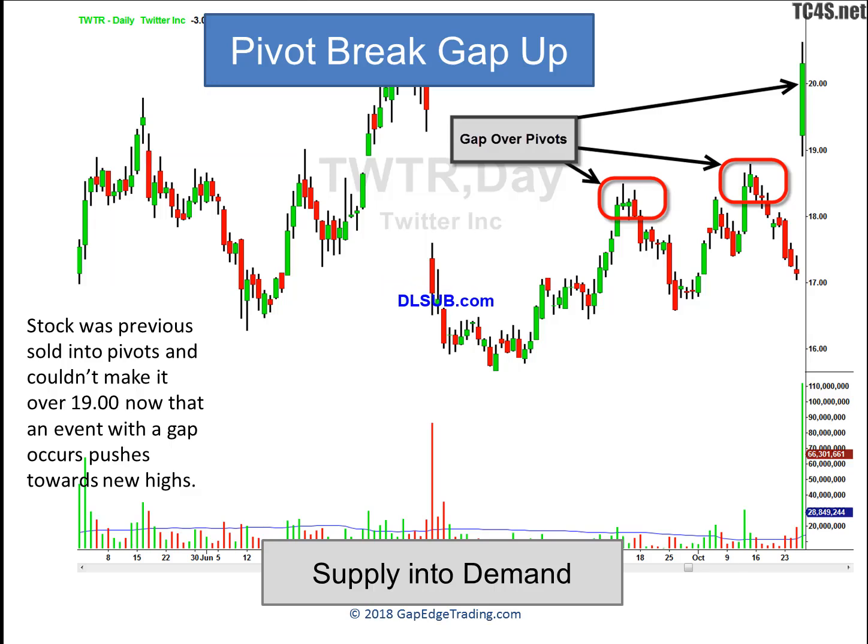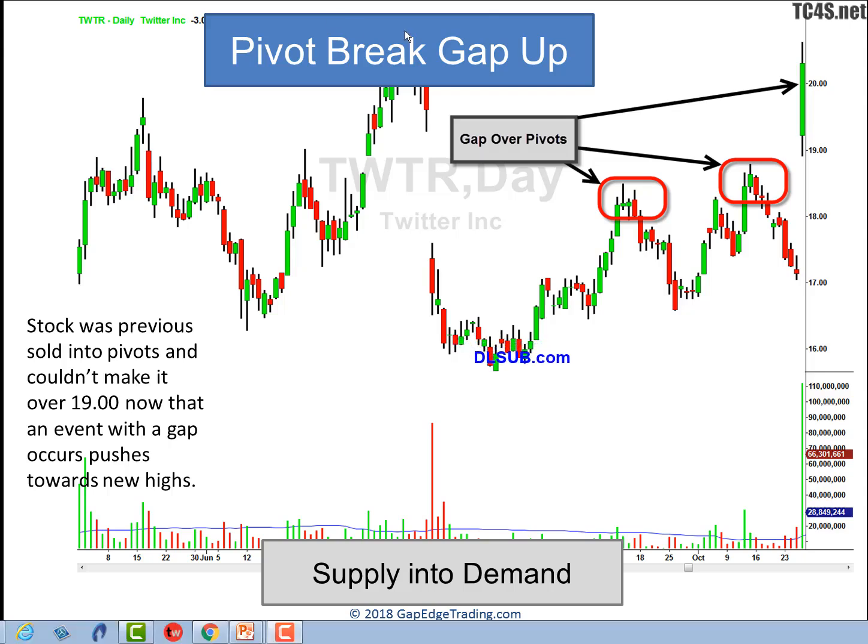So, here we've got a pivot break. This is Twitter, a pretty popular stock, traded a lot of times. It likes to gap, and it gets good volume. The stock was previously sold into at previous pivots. You see the previous pivots below 19. So the stock previously identified those as supply areas, right? Those we've identified as previous supply areas.